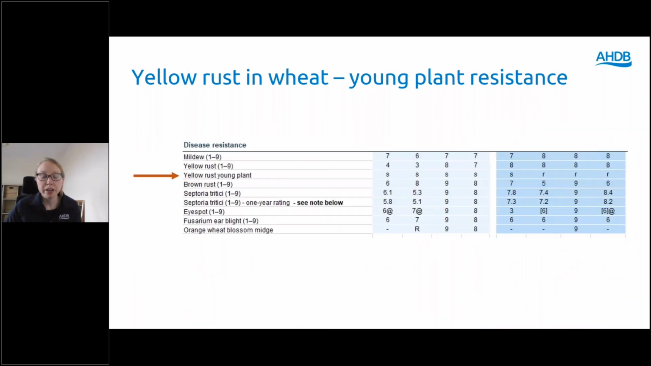So that's why, for the first time this year, we've included an extra line in the RL disease ratings. Here you can see the wheat disease ratings, and it shows which wheat varieties are resistant or susceptible to yellow rust at the young plant stage, with an S for susceptible and an R for resistant.